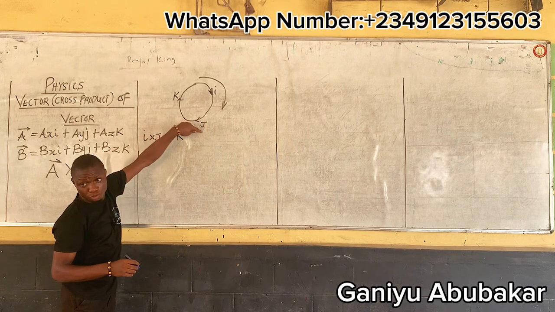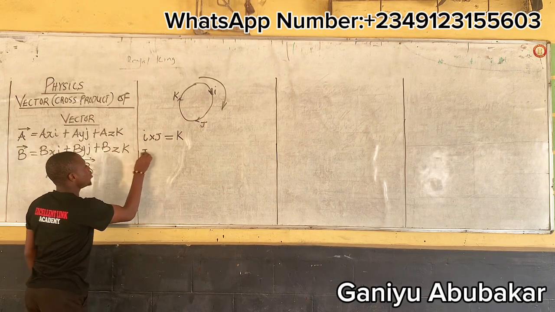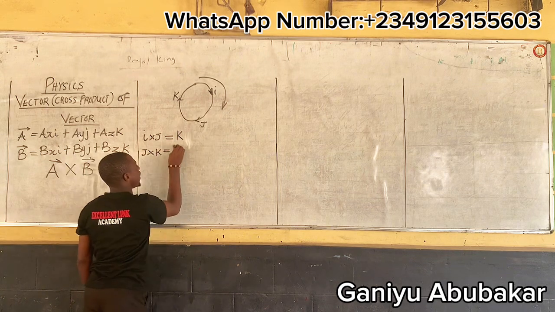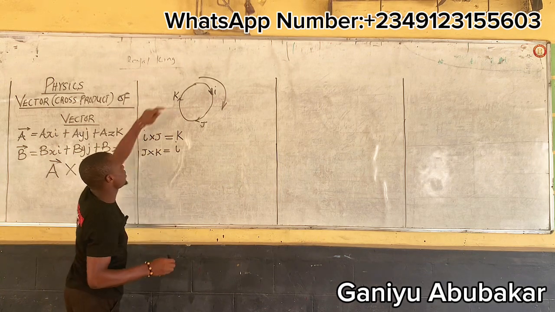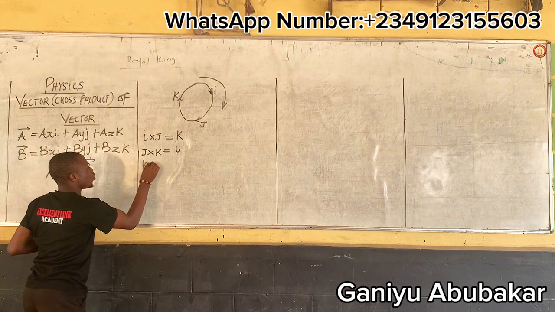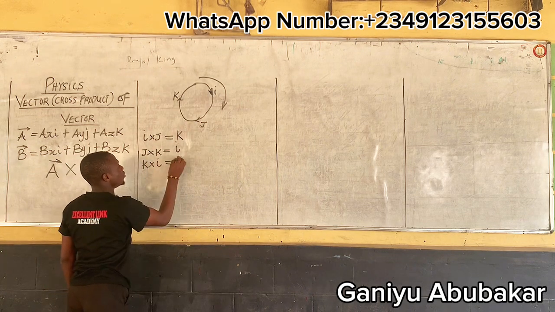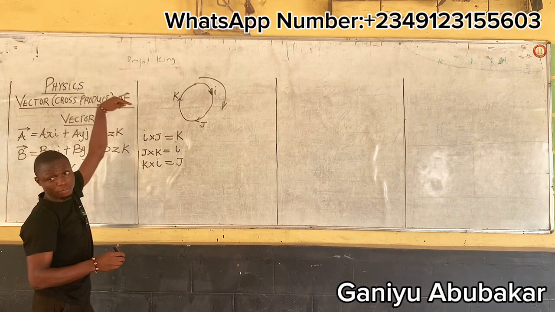Now what's next there? Move to j. So j cross k gives i. What's next there? k. So k cross i gives j. I'm done with clockwise, if you observe.